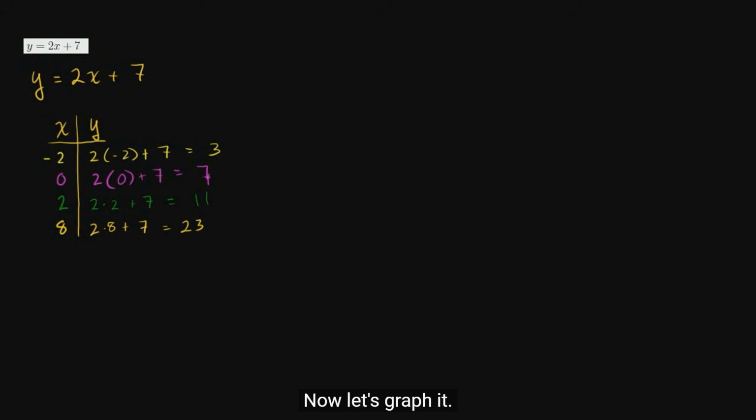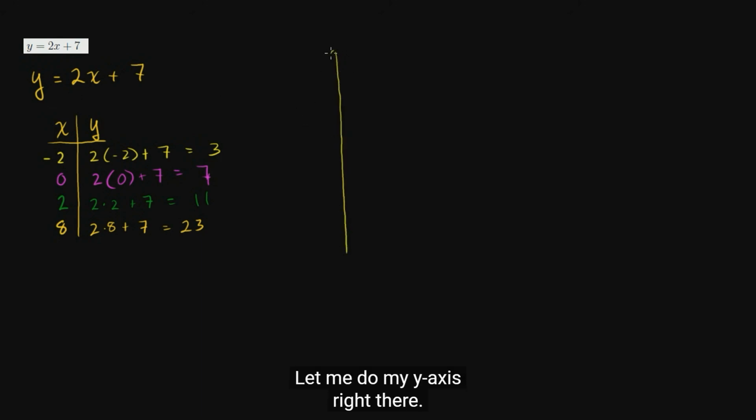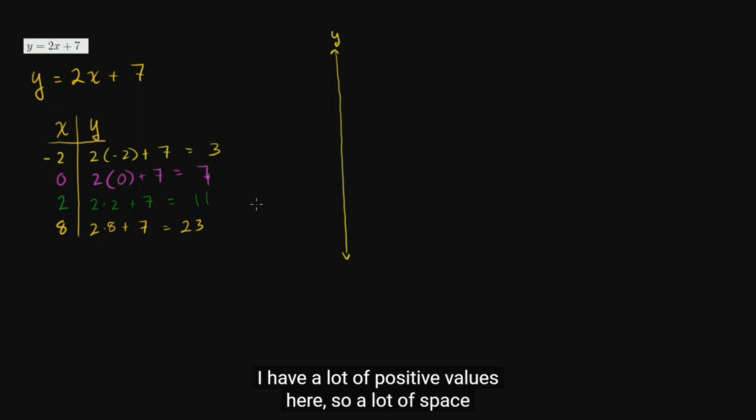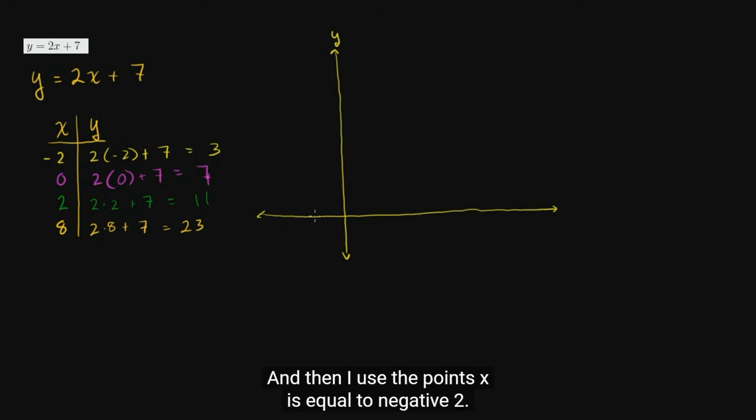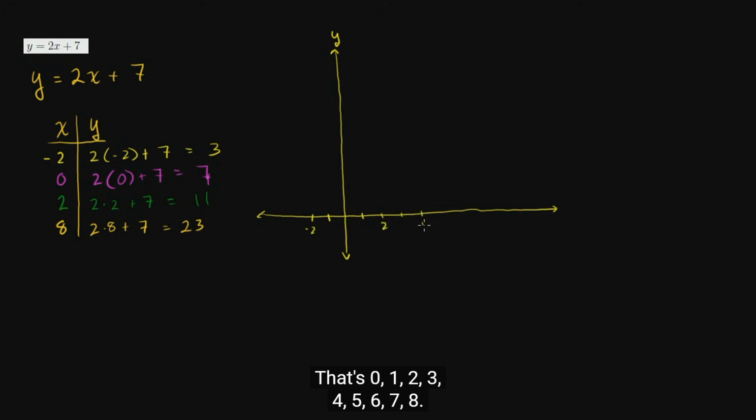Now, let's graph it. So let me do my y-axis right there. That is my y-axis. And let me do my x-axis. I have a lot of positive values here, so I want a lot of space on the positive y side. So that is my x-axis. And then I use the points x is equal to negative 2, negative 1, 0, 1, 2, 3, 4, 5, 6, 7, 8. Those are our x values.